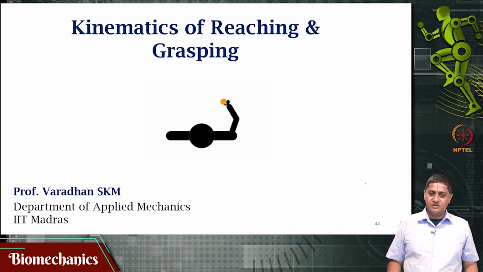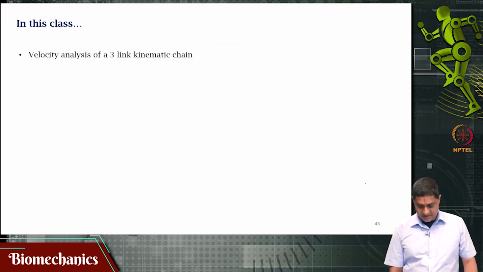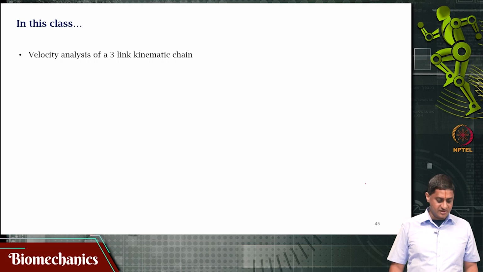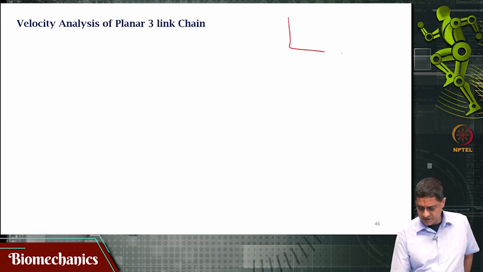In this video, we will be looking at kinematics of a 3-link kinematic chain. Specifically, we will be performing a velocity analysis of a 3-link serial kinematic chain, or a 3R manipulator. So, consider a 3-link kinematic chain. There is theta 1, theta 2 and theta 3.